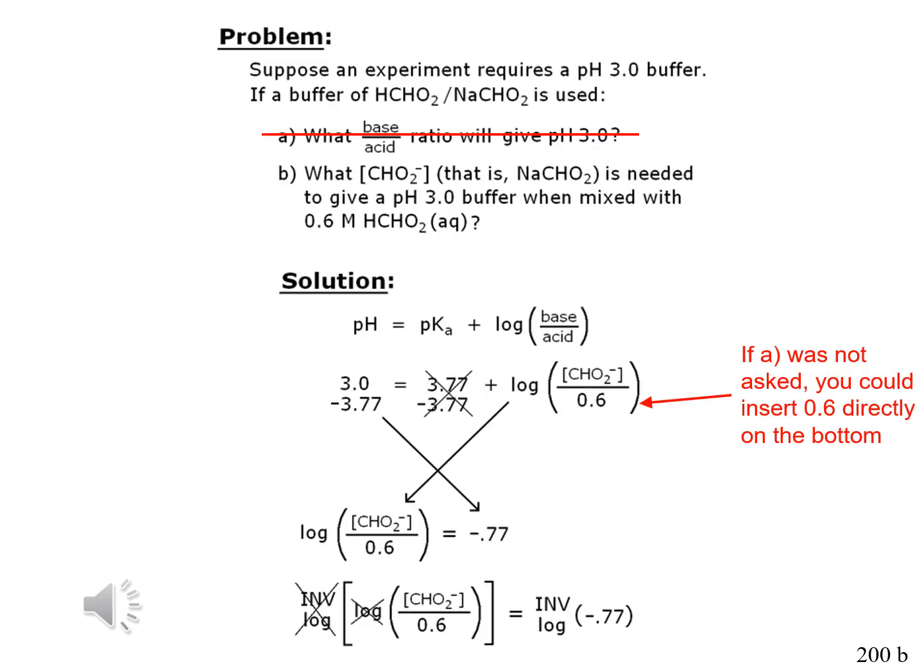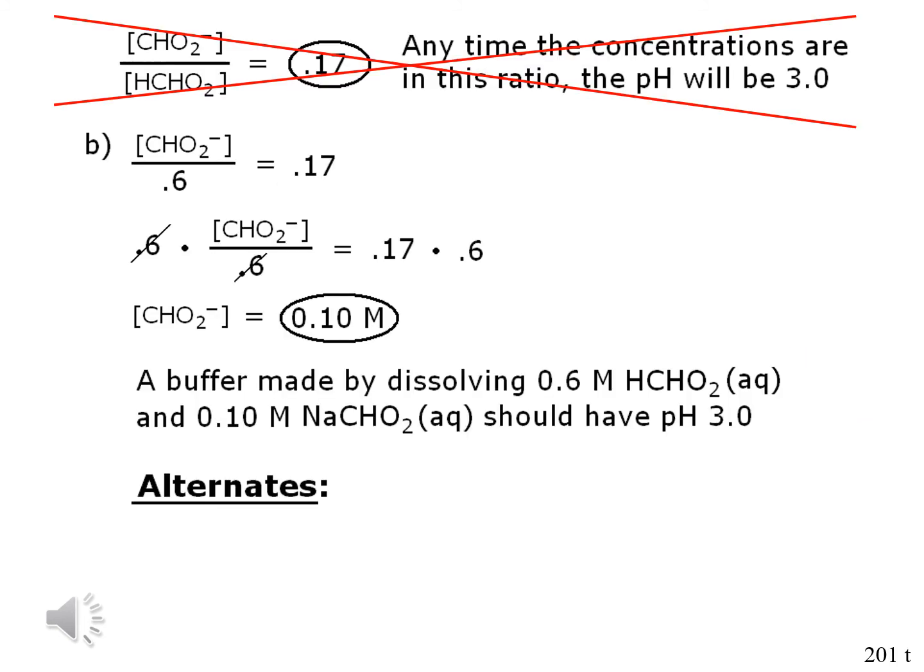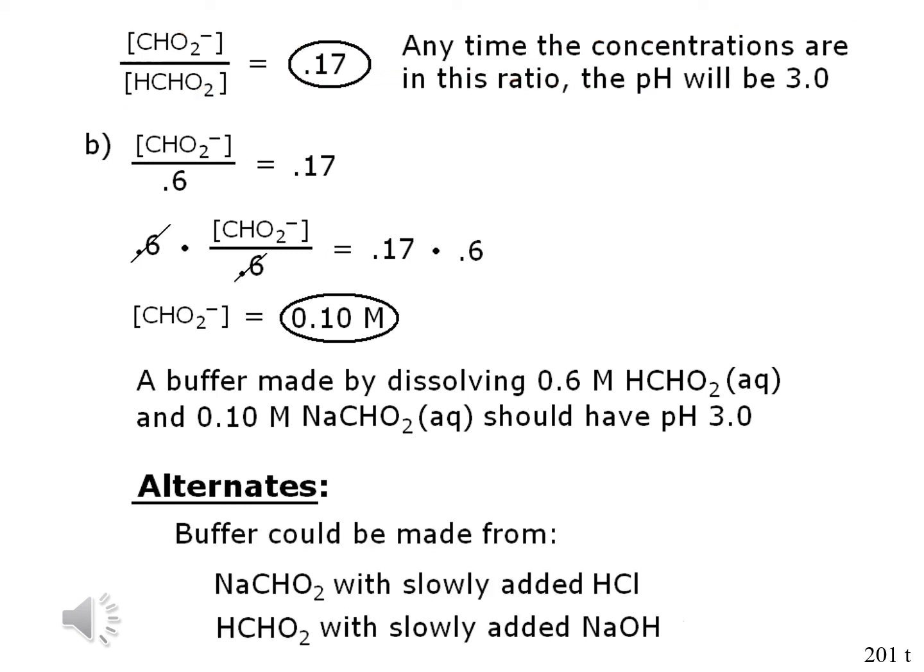If I had not asked you for the ratio, you could have plugged in the 0.6 right away, just like we did in the other problem we looked at with the ammonia. The only difference is you will not see the ratio. The 0.6 will already be plugged in, so you can just solve directly. You can make this buffer the alternate way, the same way we did with the ammonia. You can either start with the weak base part of the buffer, sodium formate, and slowly add HCl, or you can start with the acid part, and slowly add base.